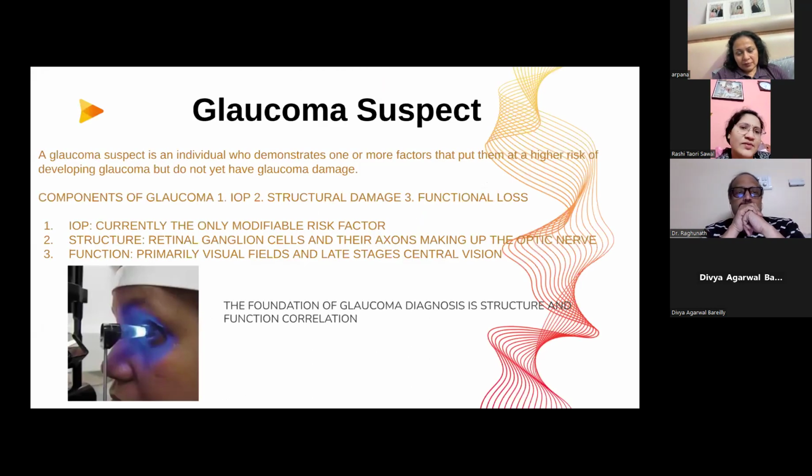So, who is a glaucoma suspect? A glaucoma suspect is an individual who demonstrates one or more factors that put them at a higher risk of developing glaucoma, but they do not yet have glaucomatous damage.